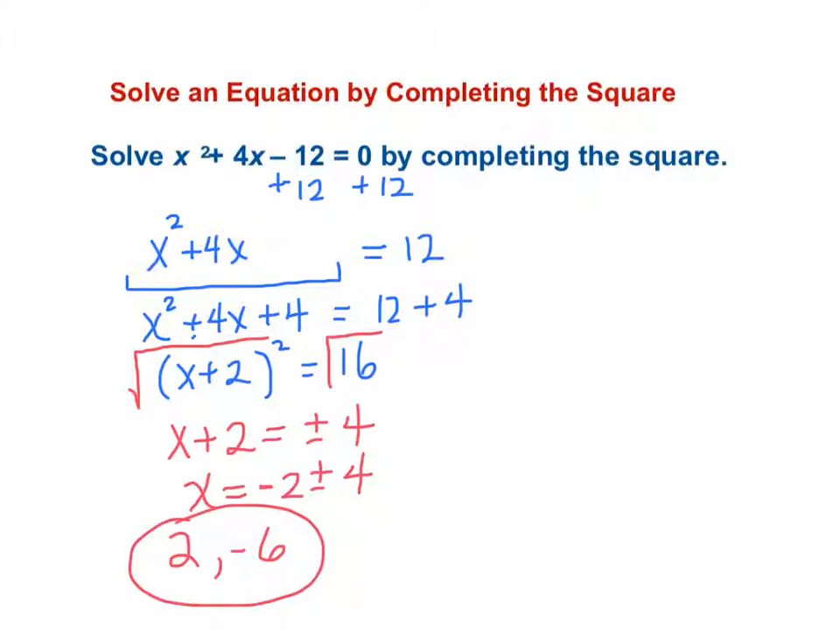Completing the square always works, whether you can factor it or not, whether you can use the quadratic formula or not. Completing the square always works. Factoring doesn't always work. But completing the square will always work. And graphing won't always work, because sometimes you have complex numbers, which you don't mind on here. You'll get complex numbers, but it'll still be fine.